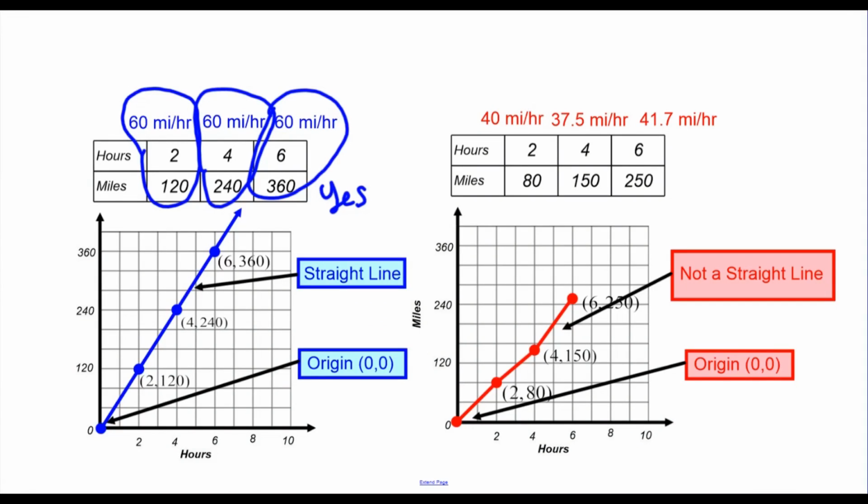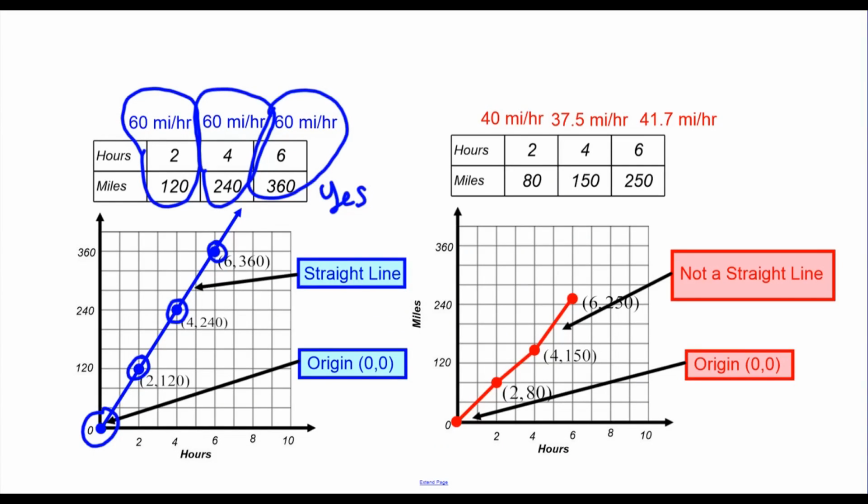So again, when I go to graph this on a coordinate grid, here is 2 hours, 120 miles. Here is 4 hours, 240 miles. Here is 6 hours, 360 miles. Again, I see that it is a straight line, and it's going to go through (0, 0). It's going to go through the origin. So just like the first one, it's a straight line, and it goes through (0, 0).